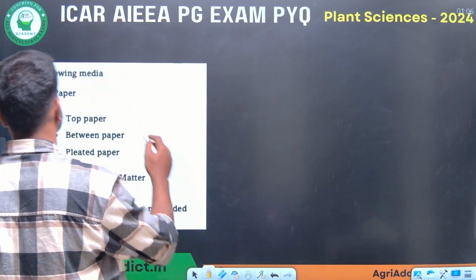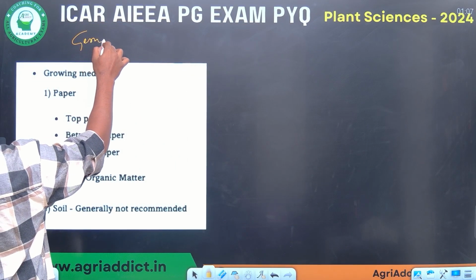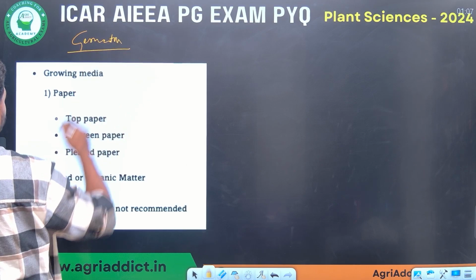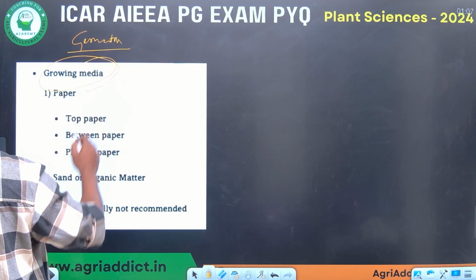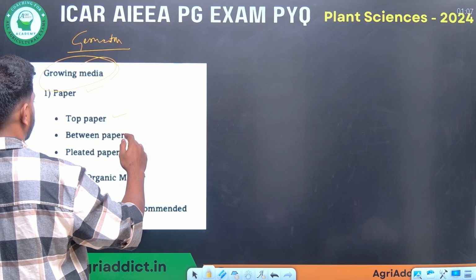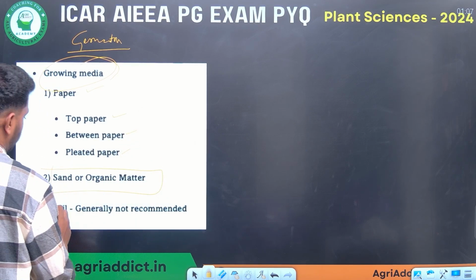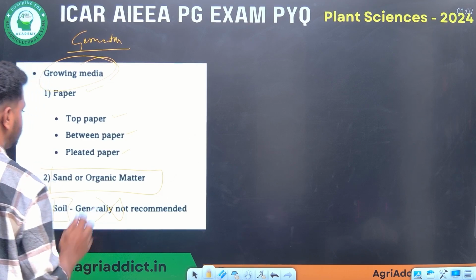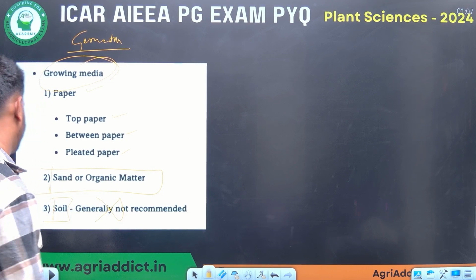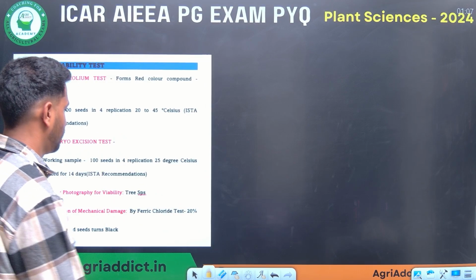Next, what is this? This is germination test, which I explained earlier, where the growing media is mostly paper, and in that we have top of the paper, between paper, pleated paper, and other than that we have sand or organic matter, and lastly soil, but which is not generally recommended. Okay, next.